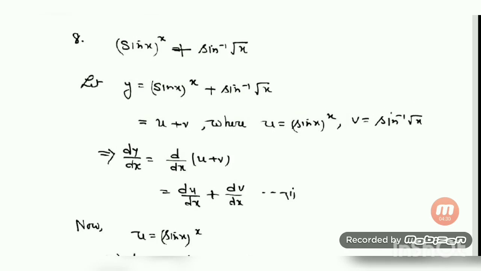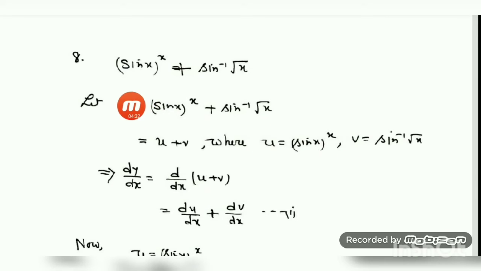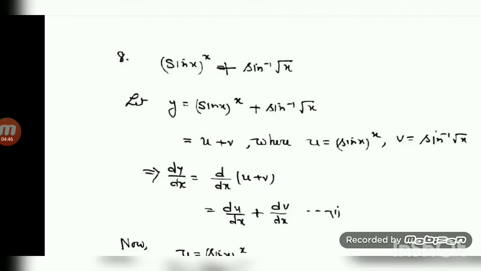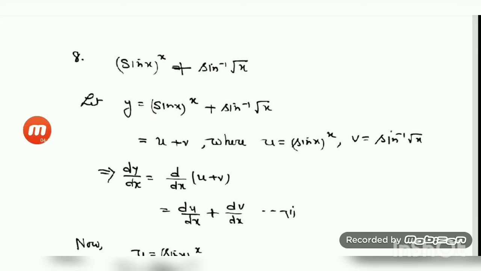Let us proceed to question number 8. Your question number 8 is (sin x) to the power x plus sin inverse of 1 by x. So first I name this as a function y. y is equal to (sin x) to the power x plus sin inverse of 1 by x. Here also a sum of two functions is there, and also the power is a variable, so we have to take logarithmic differentiation. But as there is a sum, first we have to name the function as u and v.